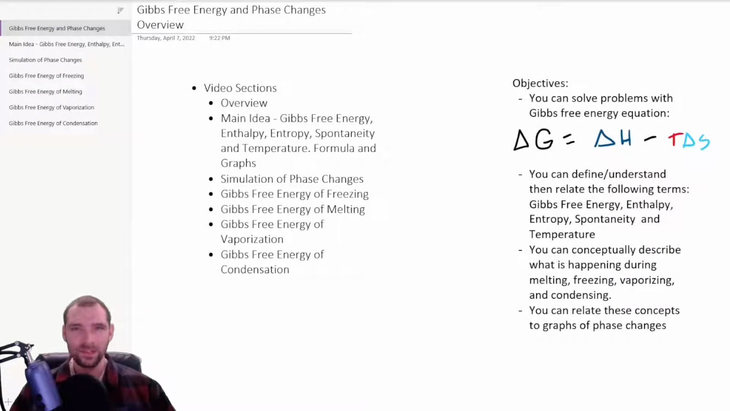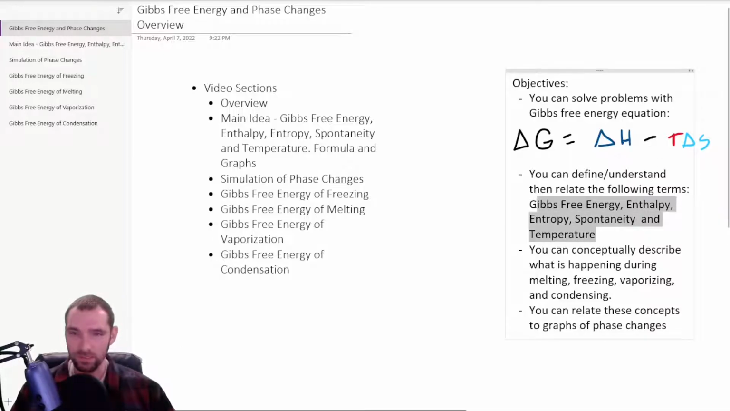Hey, Andrew McLaren here. We're going to be talking about Gibbs free energy and this equation and how it relates to phase changes, like when something's freezing or melting or vaporizing or condensing. And so we're going to be talking about a lot of these terms that are in this equation and how they relate to those phase changes.